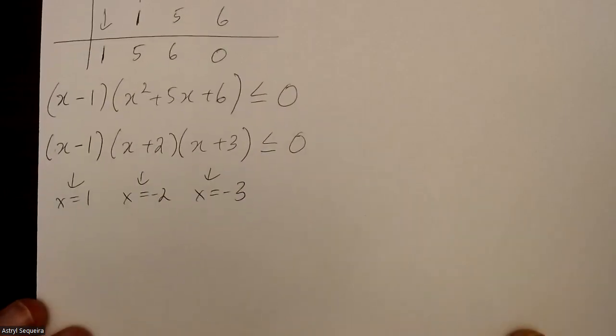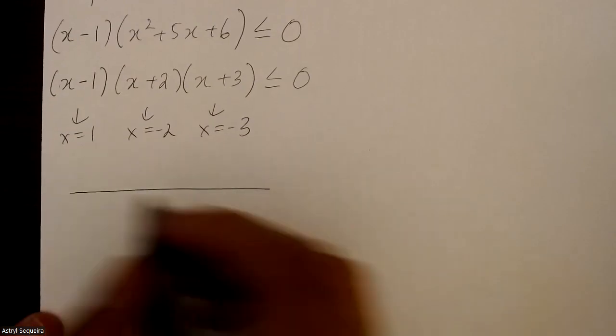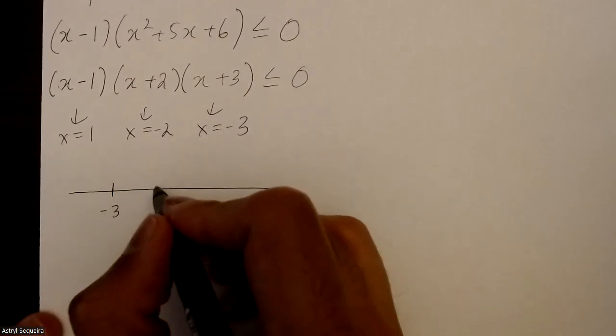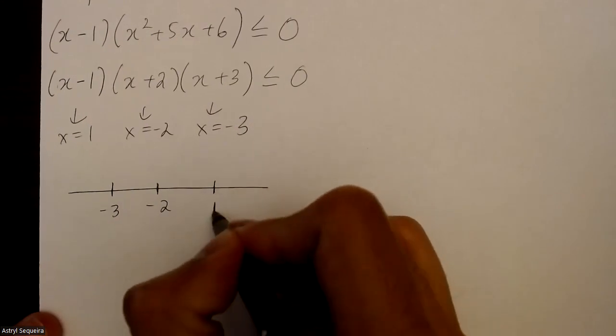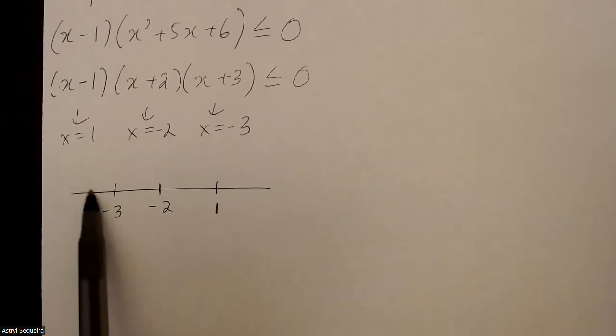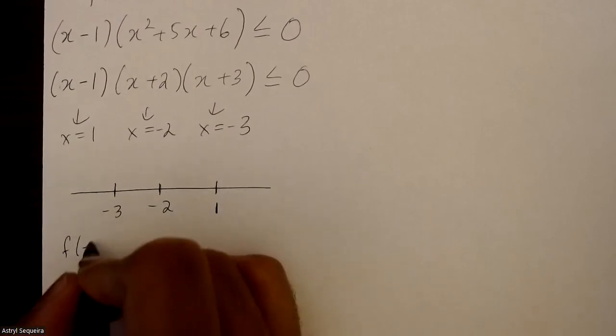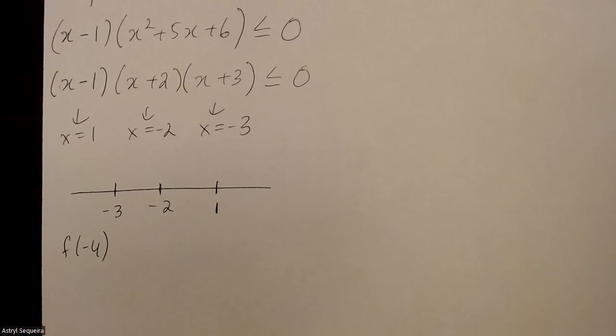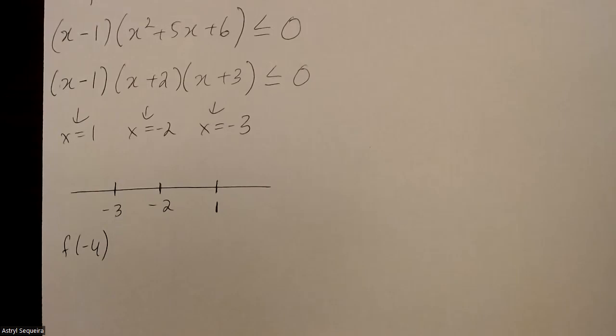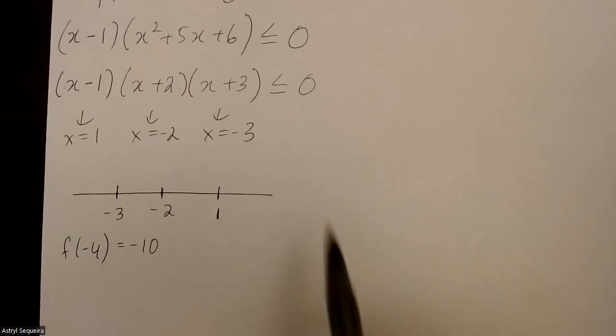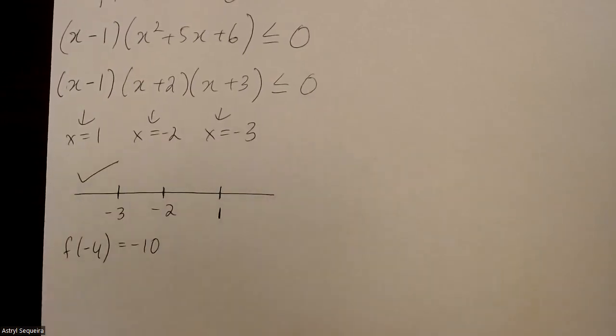I've got to put these on a number line and solve them on a number line now. So negative 3, negative 2, and positive 1. So let's start by picking a value in this range. I'll start with f of negative 4. If I sub this into the original equation, I'll do this in my calculator. I get negative 10, and negative 10 is less than 0. This whole range here is good.